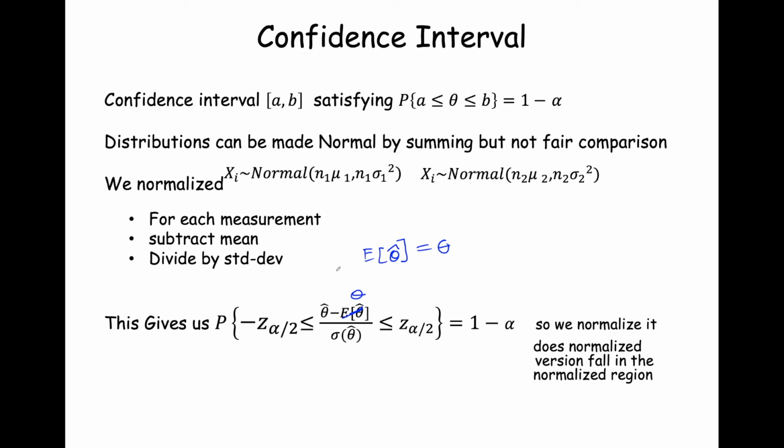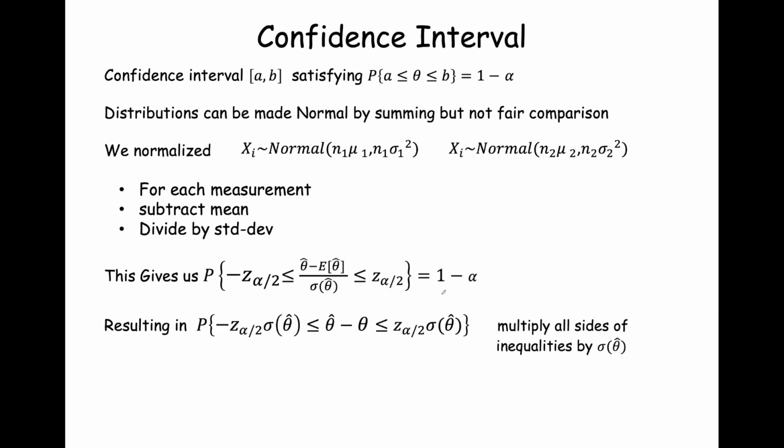And so if I multiply the term in the middle by sigma of theta hat, I have to also multiply this side by sigma of theta hat. Now, if I multiply this one, I also have to multiply that inequality by the standard error of theta hat. Okay, so I do that, this multiplication cancels out with that multiplication, and I'm left with minus z alpha over 2 times the standard error of theta hat on this side, and positive z alpha over 2 times the standard error of theta hat on the other.